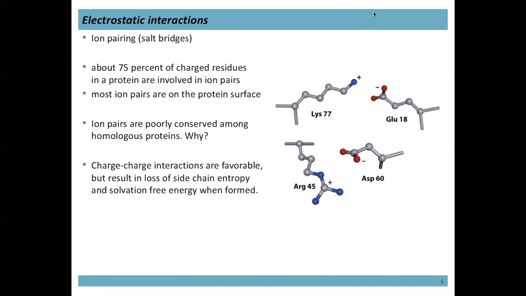Ion pairs are poorly conserved among homologous proteins, and what that means is that you can get rid of them and the protein is still functional. So that means that they're not absolutely important for the function of proteins. They could provide some stabilizing force, but they're not necessarily conserved, meaning that they're not essential for that protein's function. So these charge-charge interactions are favorable, but you do lose some entropy when you start locking these groups into salt bridges. They don't have as much flexibility, so you do pay an entropic penalty for getting them involved in salt bridges.